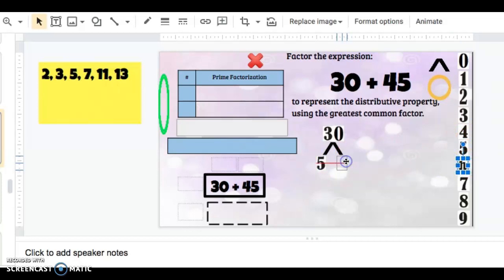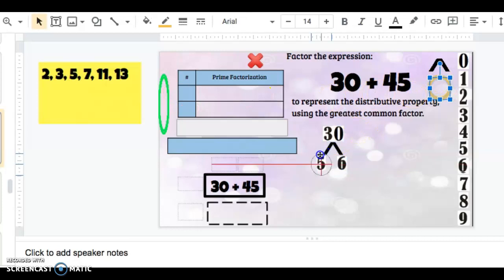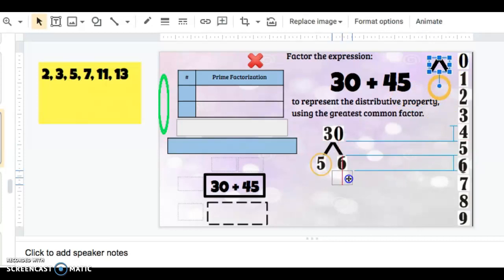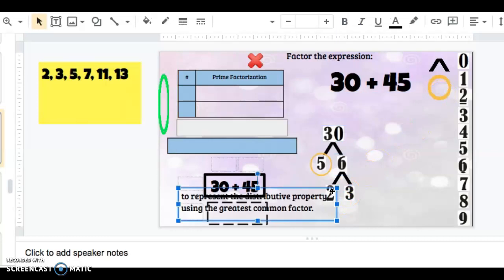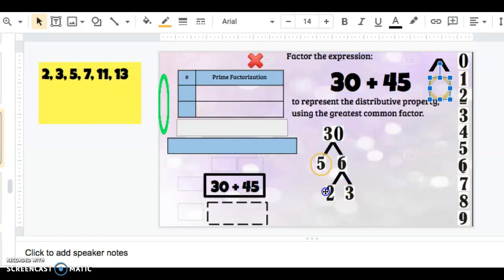So I put my 6. Okay, and since 5 is over here, these are my prime numbers, so I'm going to circle 5. And 6 isn't over there, so I know I have to break it down. What times what gives me 6? Well, let me think here. 2 times 3, so I can do 2 and 3. I'm thinking to myself, 2 and 3 are both over there, so those are my prime numbers, so I can circle those.